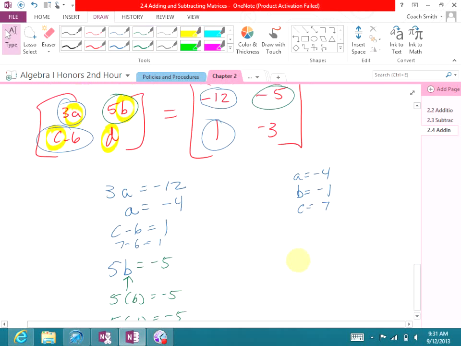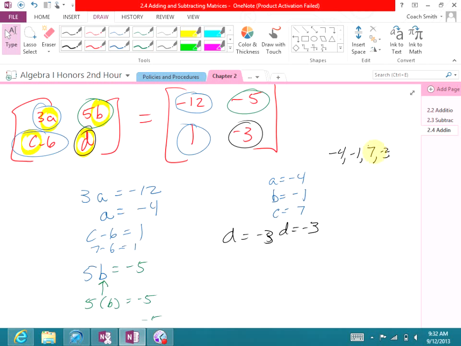Now D is real simple. D is equal to negative 3. So what does D have to equal? Negative 3. So D would be equal to negative 3. All right? So your answer to that would just simply be the numbers listed out. Negative 4, negative 1, 7, and negative 3. That would be your answer to those matrices there.